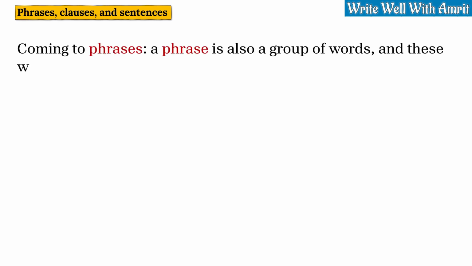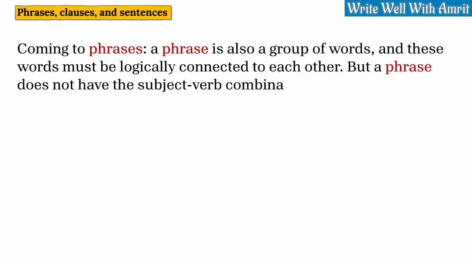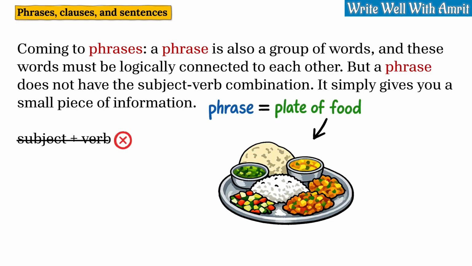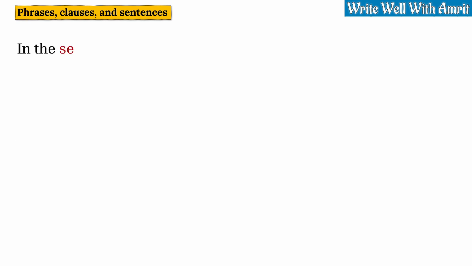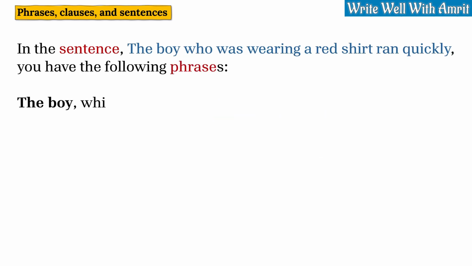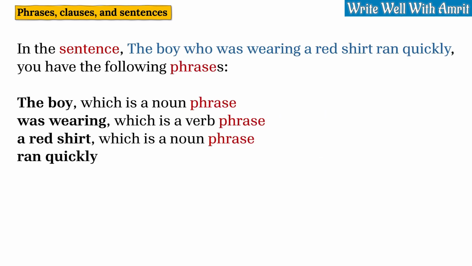Coming to phrases. A phrase is also a group of words, and these words must be logically connected to each other. But a phrase does not have the subject verb combination. It simply gives you a small piece of information. In the sentence, the boy who was wearing a red shirt ran quickly, you have the following phrases. The boy, which is a noun phrase, was wearing, which is a verb phrase, a red shirt, which is a noun phrase, and ran quickly, which is a verb phrase.